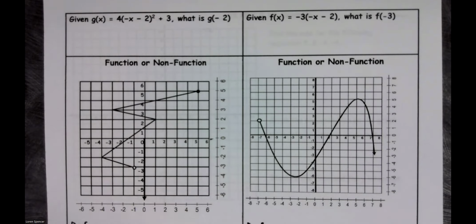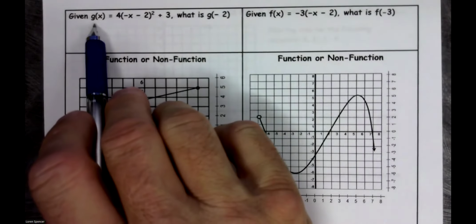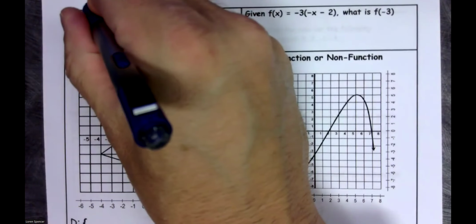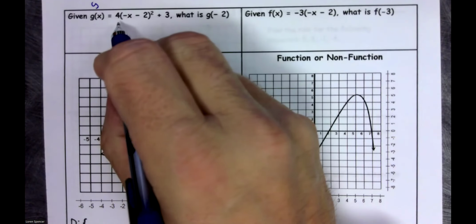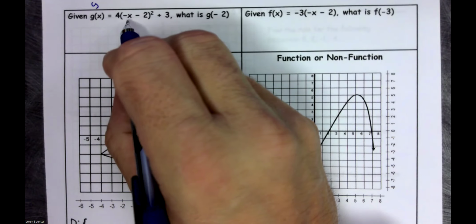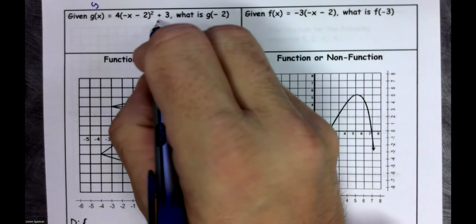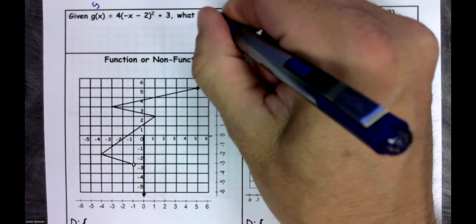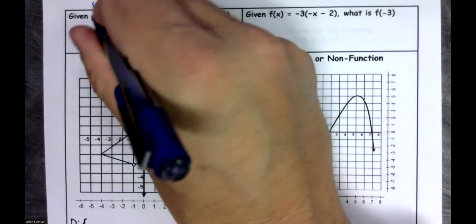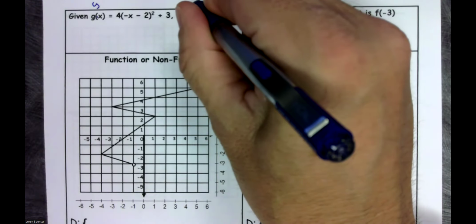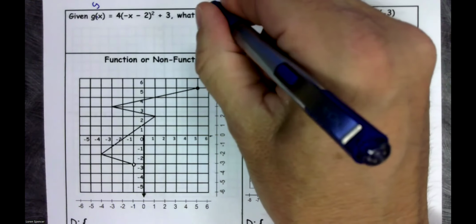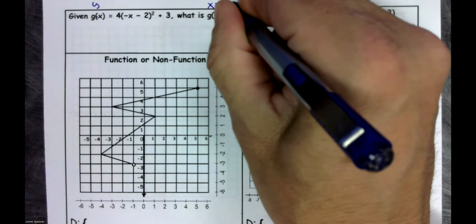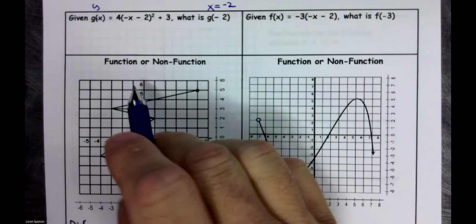So what we have here is given a function g of x, and please remember that g of x just means y equals 4 parentheses negative x minus 2 squared plus 3. What's g of negative 2? And they're saying, hey, what is y? g of x is y, and what they're asking is, what does y equal when x equals negative 2? That's what that all means.